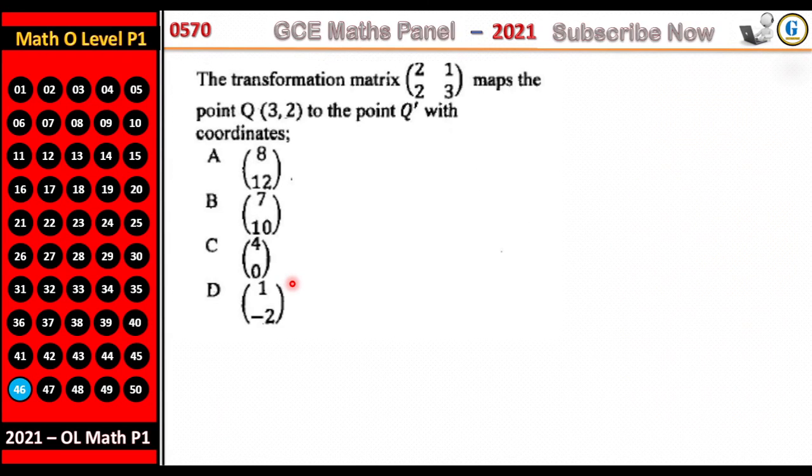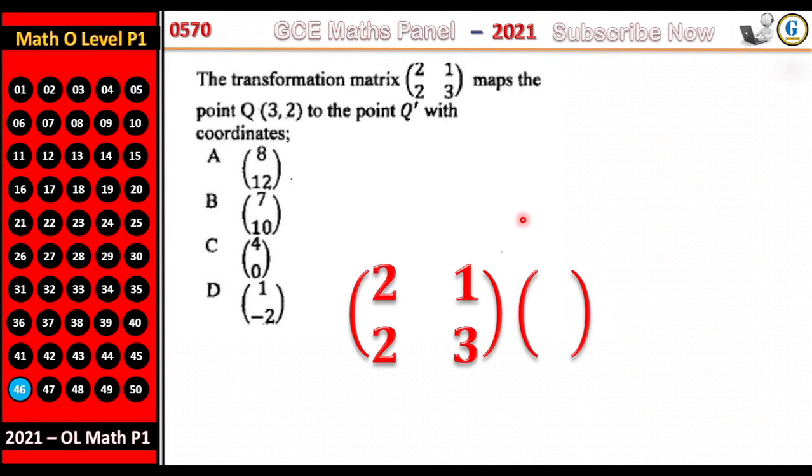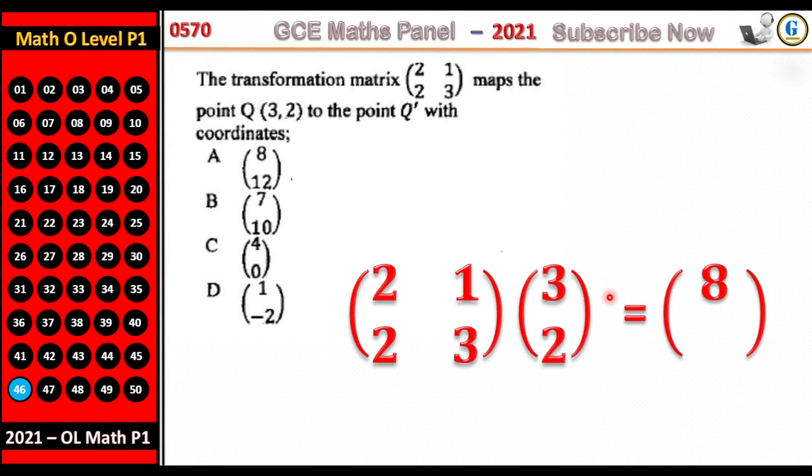The transformation matrix 2 1 2 3 maps the point 3 2 to the point Q prime with coordinates. So what we have to do is pre-multiply this point Q by this matrix. That gives us 2 1 2 3 times 3 2. To do matrix multiplication, we take this row times this column. So we have 2 times 3 plus 1 times 2, that gives us 8. Now this row times this column, 2 times 3 is 6, plus 3 times 2 is 6, 6 plus 6 is 12. So it's mapped onto the point 8 12. That's Q prime.